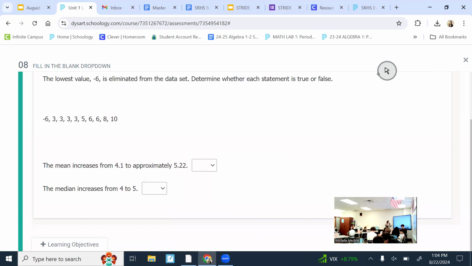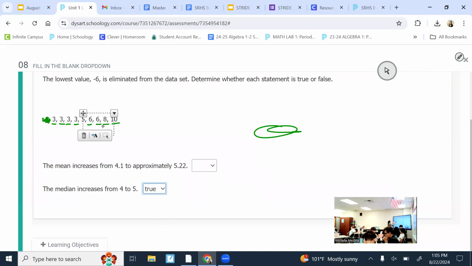The median increases from 4 to 5. So if I eliminate this, I'm now just working with these numbers. Let's see what my middle number is. Okay, but yes, it looks like my median does increase from 4 to 5. If it was 4 before, I'd have to check real quick, so let me check. Yeah, because I'd have to average 3 and 5, and that would be 4. So that one's definitely true.